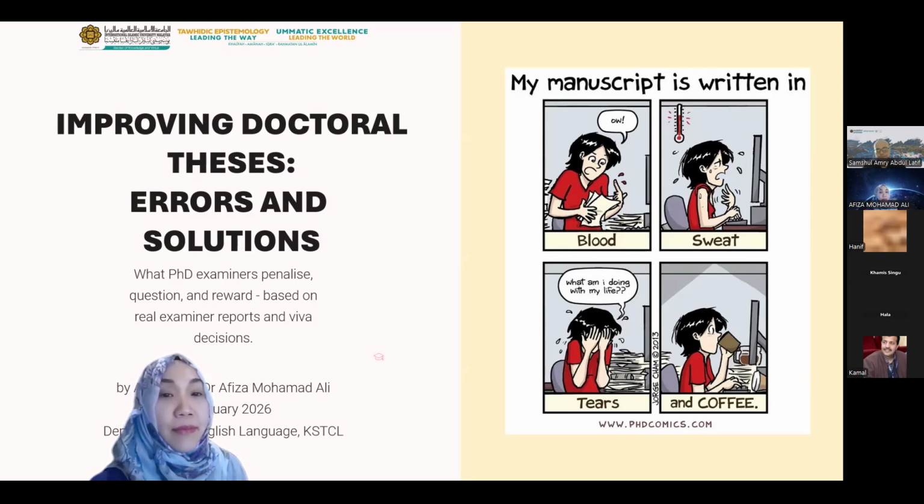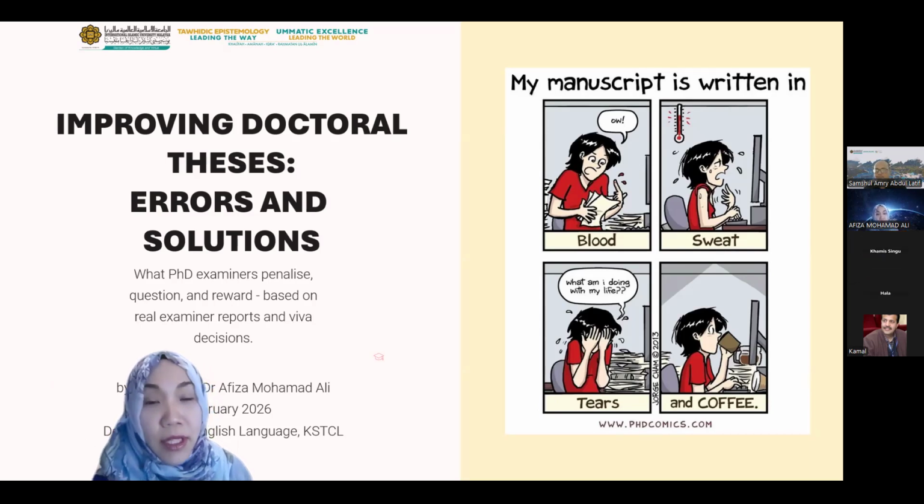Now, can you just type in the chat box which part of the thesis writing worries you the most? Can you just type in one word in the chat box? Which part of the thesis worries you the most? Is it the problem statement? Is it the literature? Is it the RQs, methods, findings, discussion, or the contribution part? You could drop your comments there.